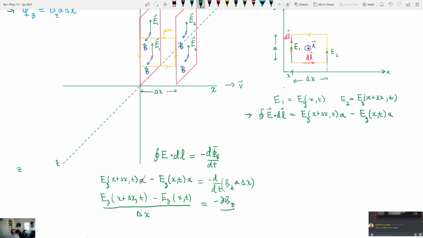Actually, it's not. You all hate me if I do this. B is a function of x and t, so this should really be a partial derivative now. So this is the expression that we get.